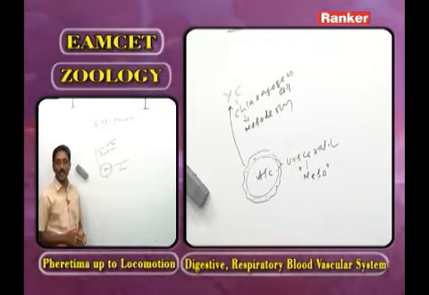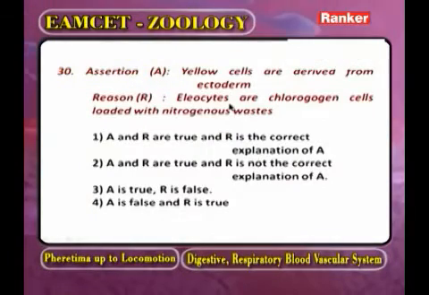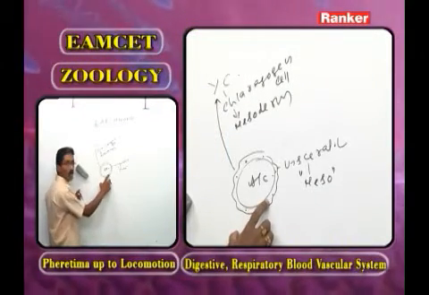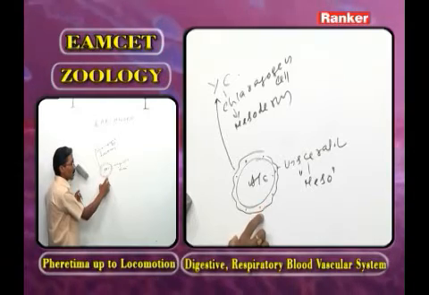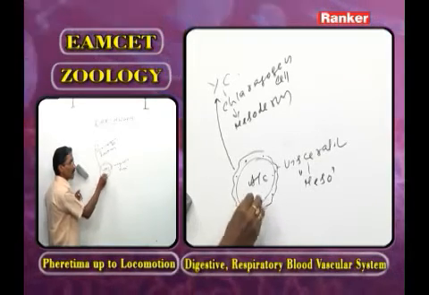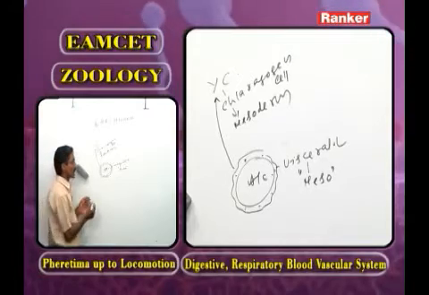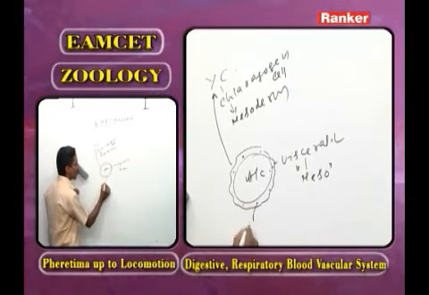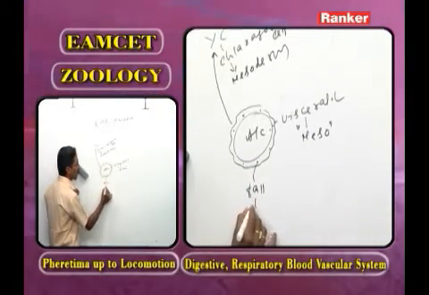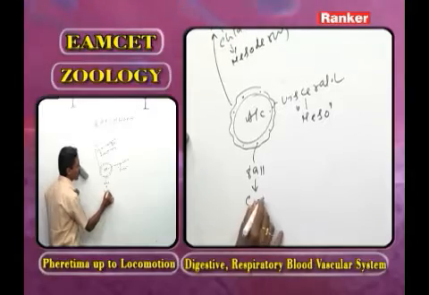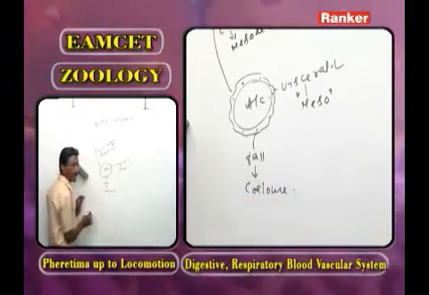Now we observe the reason. Ileocytes are chlorogogen cells loaded with nitrogenous waste materials. Now these are the chlorogogen cells. The chlorogogen cells collect nitrogenous waste materials. After collecting the nitrogenous waste materials, the chlorogogen cells fall into the coelom. Now again it is repeated.